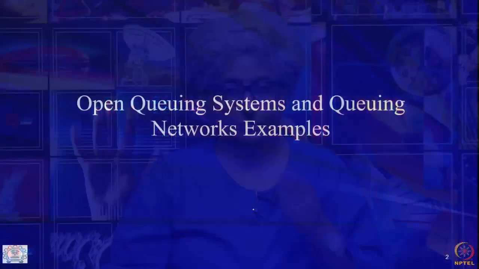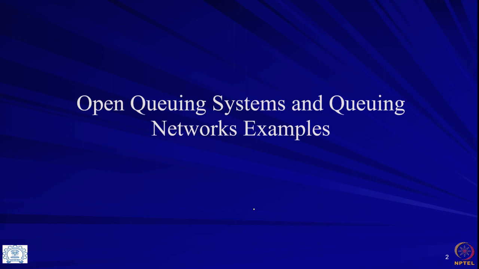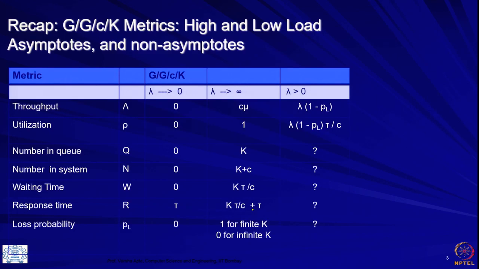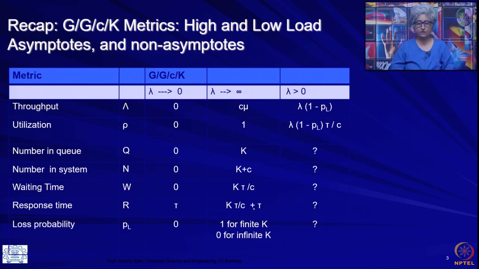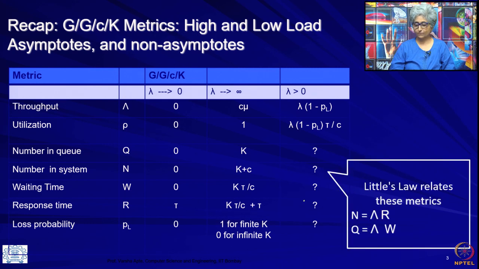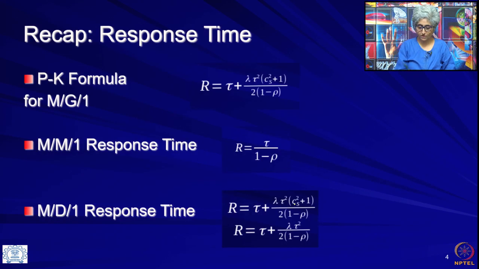So in the previous lecture, we had looked at open queuing networks and we have been looking at open queuing systems. So we will just look at some examples today. This is a quick recap again. We have been seeing this slide several times. This is just for your reference. Little's Law, we have seen now many examples also. This is the more recent recap.